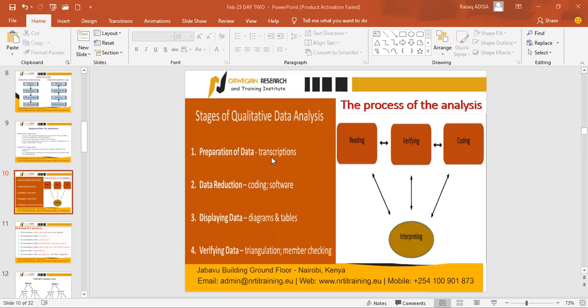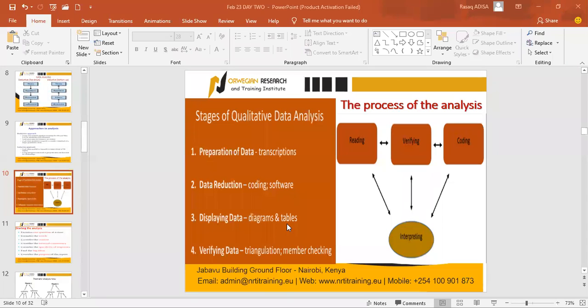So after the transcription, you do data reduction. Data reduction is the coding. The process of coding is data reduction, because you are already reducing maybe an entire paragraph to one or two words to represent that paragraph. Sometimes an entire page, or two pages, may be reduced to two words. If everything the man said on the two pages is the same, saying the same thing, then you can reduce it to a code.